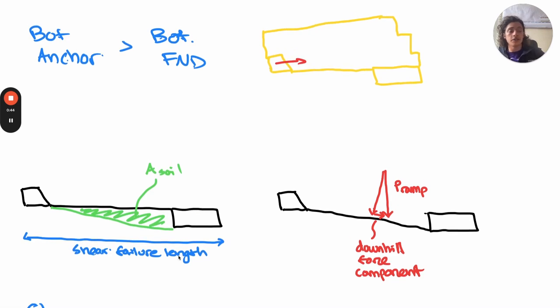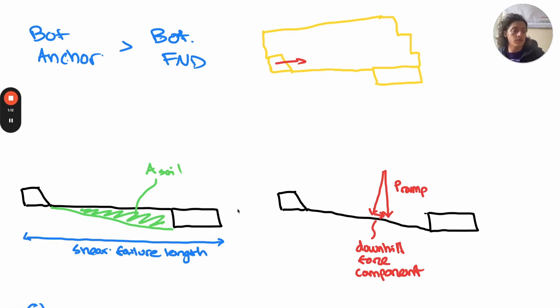And I've drawn out here along the shear failure length what our soil area will be, as well as a quick graphic showing the weight of the ramp and how, if we have a downward sloping ramp, there will be a downhill force component that is acting against our resistance to sliding and contributing to our overall horizontal forces on the abutment.